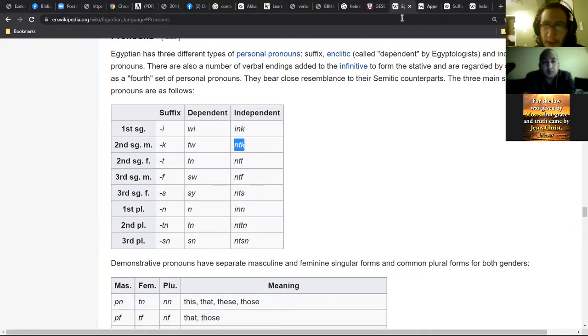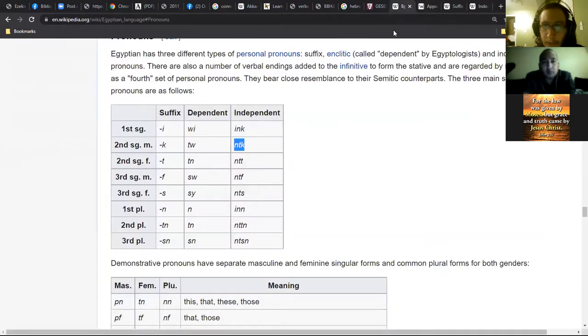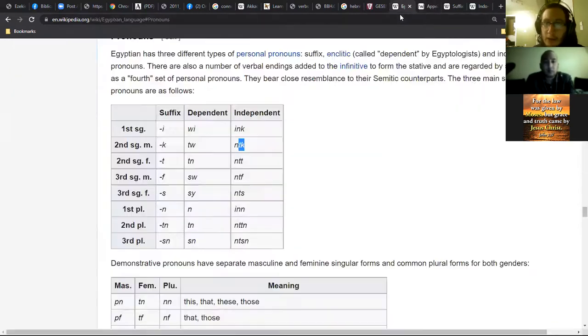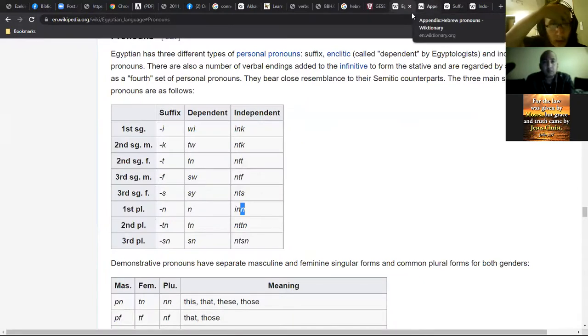Second singular masculine, so that would be this one. So it has a K there, which is not in the Hebrew one, but there are some Hebrew suffixes of pronouns which have the K. So it doesn't look as exact as I remembered it before. If they have it rendered correctly here on this Wikipedia article, I'm not sure if it's rendered correctly.